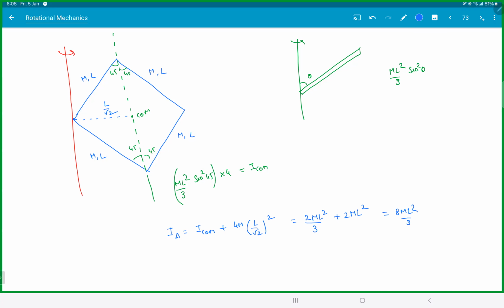Yeah, someone did get this. Palaksh, you got it. Check. So first find about the center of mass passing through the center and then shift it. That will be easier. Clear? Easy? Next one.